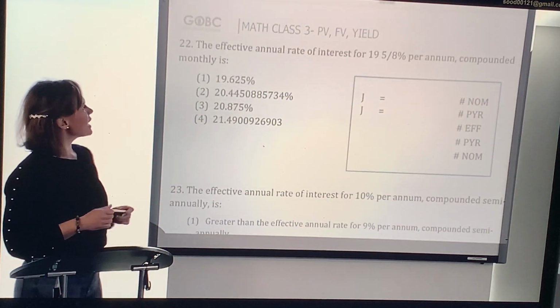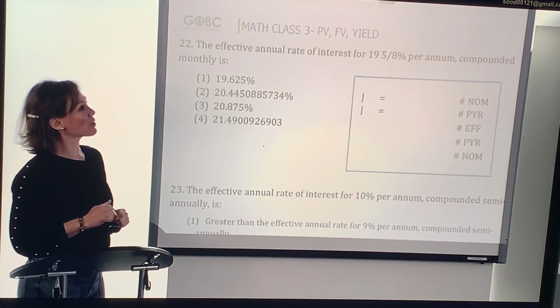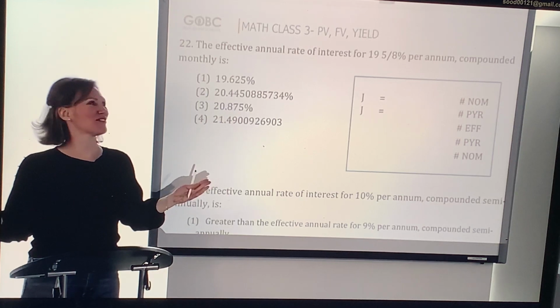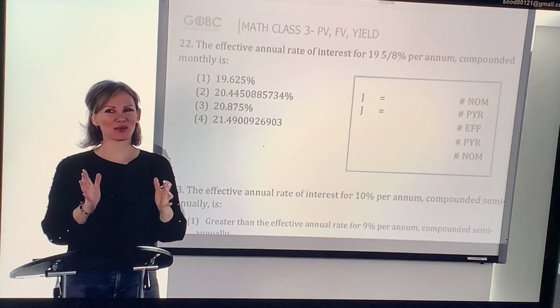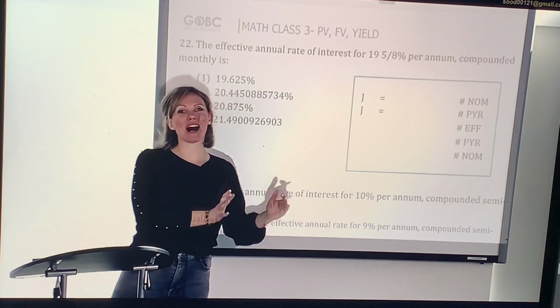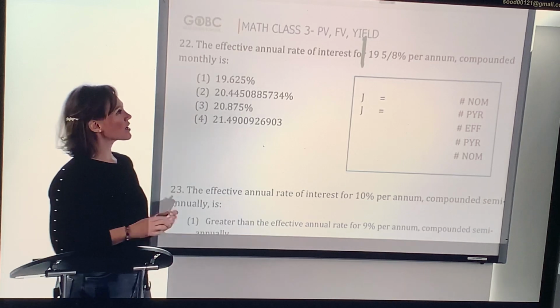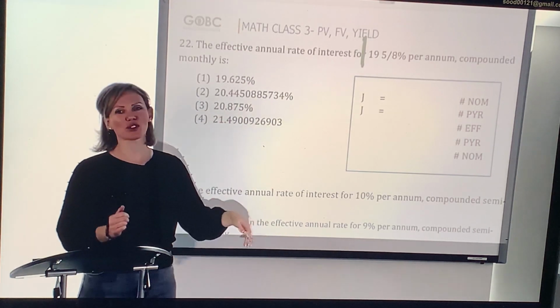Question 22, the effective annual rate of interest for 19 5/8% per annum compounded monthly is. People look at the question and say, I have no clue what they're looking for, and that's okay. So remember the rule: whatever is on the left is what they want, that's what they're looking for. Whatever is on the right is what you have. And the only way that you know what you have is if you draw the line: whatever comes before the rate is what they're looking for, and whatever comes after the rate is what you have.